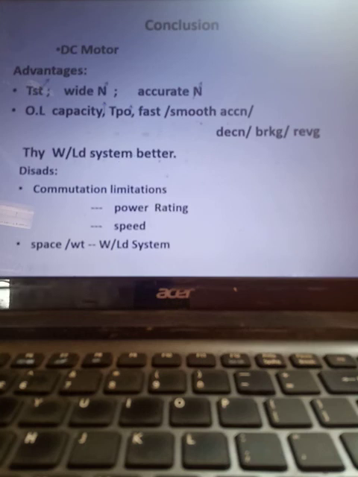However, DC drive has the disadvantages. The very first disadvantage is the commutation limit. We have a voltage upper value, that is why the power rating cannot be too much and speed cannot be too much. That puts a limitation on the higher capacity. And space and weight requirement comes regarding the traditional Ward-Leonard system. That is why nowadays thyristorized solid state approach is followed. So the main demerit is this limitation on the maximum power rating of the motor.